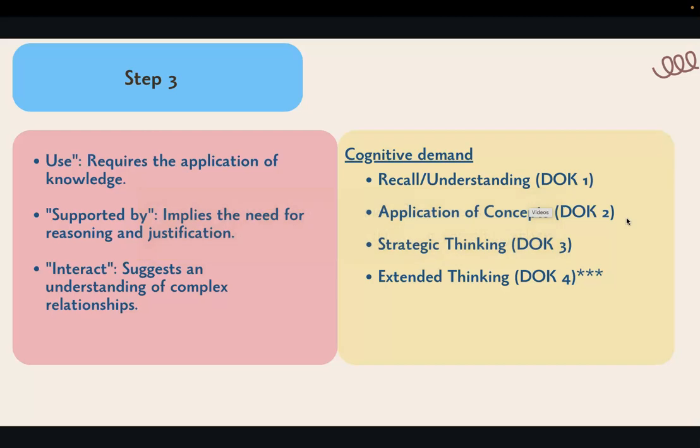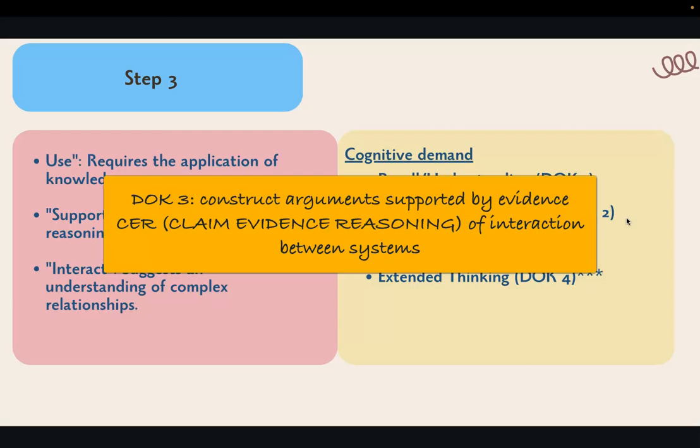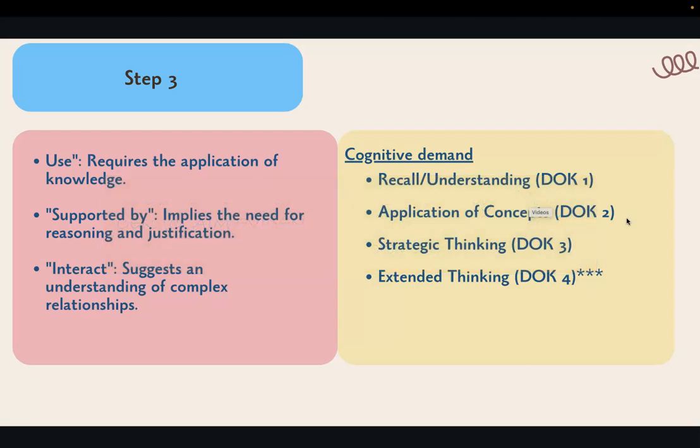And then for sure, we could go to DOK3, which is strategic thinking, right? Where students now have to construct their argument supported by evidence, which would involve analyzing how different subsystems interact and synthesizing information to justify their claims. Now, this is deep, right? So we see the higher level thinking popping out here.